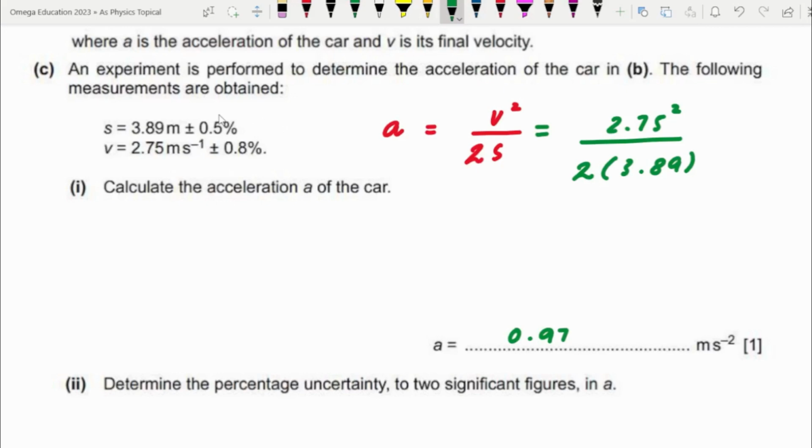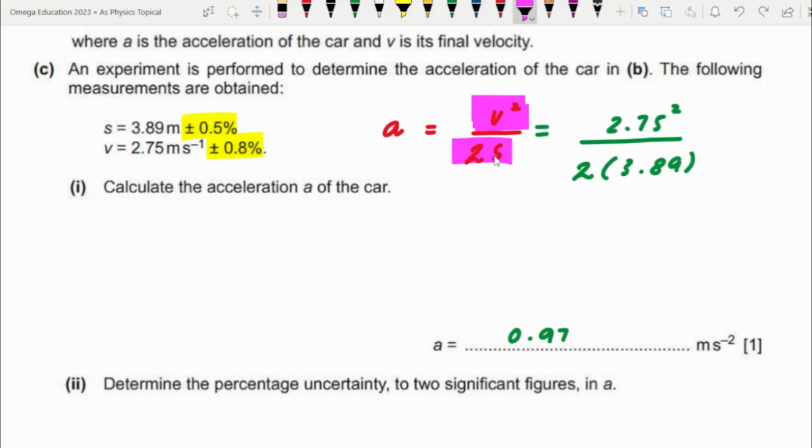So you see, you don't need to calculate the percentage uncertainty for these quantities because the percentage uncertainties are already given with the quantity. Instead of absolute uncertainties, they have given you the percentage uncertainty. So all you gotta do is you need to find the percentage uncertainty of a. So what do you have? You have in the formula of a, you have the square of velocity and 2 times of distance.